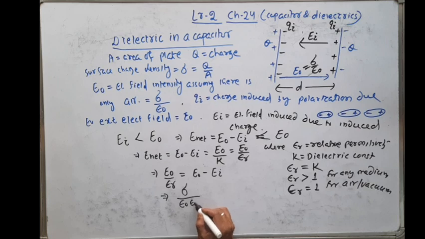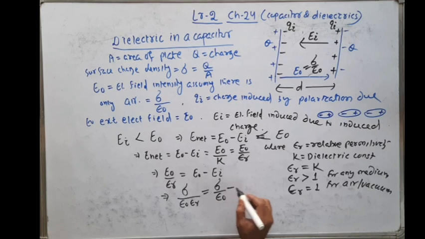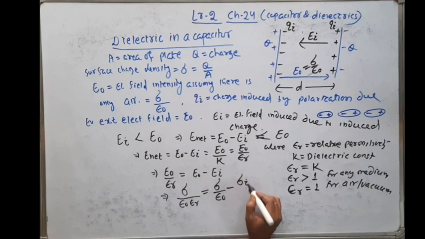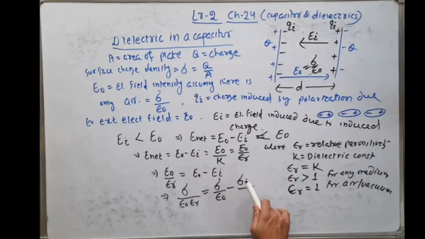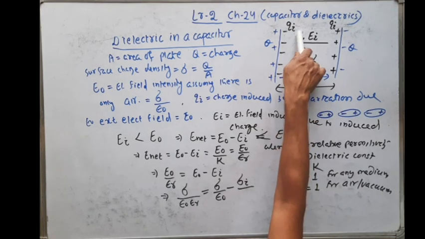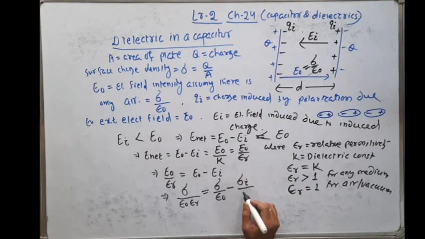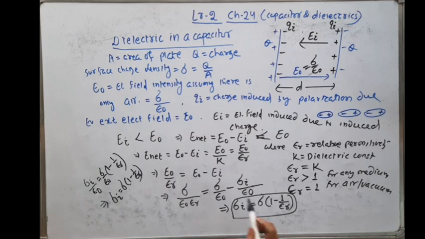So here epsilon r is there. So this E naught is nothing but sigma by epsilon naught minus Ei. Ei is equal to what? The induced surface charge density. Sigma is equal to what? The charge density for which charge? Induced charge, that is Qi. So sigma i by epsilon naught. Now see, just make it correct here. So E naught is equal to sigma by epsilon naught, and here epsilon r. E naught is equal to sigma by epsilon naught minus Ei, and Ei is equal to sigma i by epsilon naught.